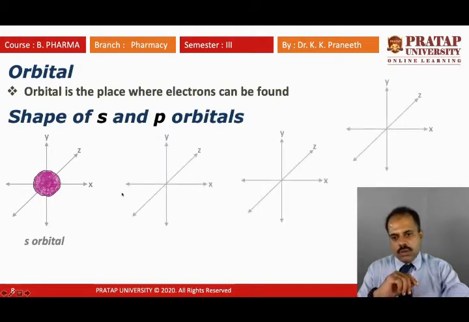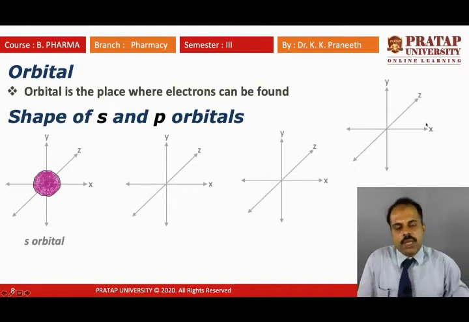We also see the axis first, right? So there is only one S orbital, not more than one. Whereas in the case of p orbitals, there are 3 p orbitals present. We will see the structure of each p orbital.